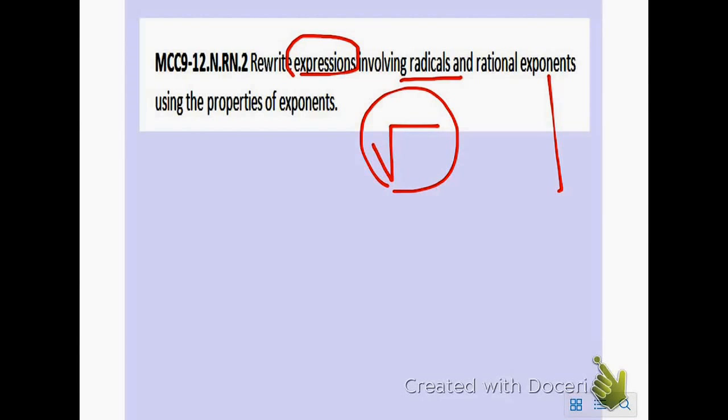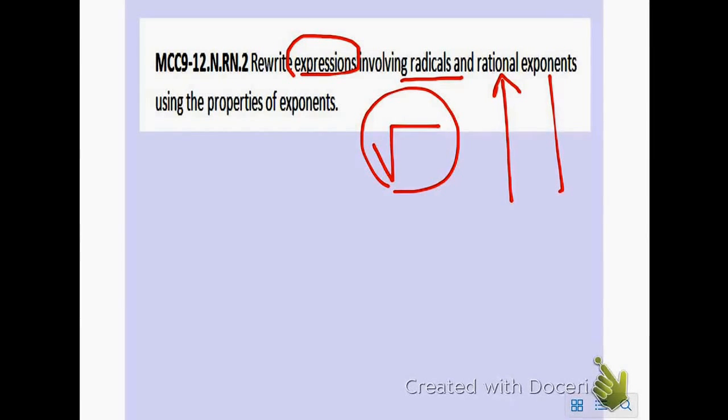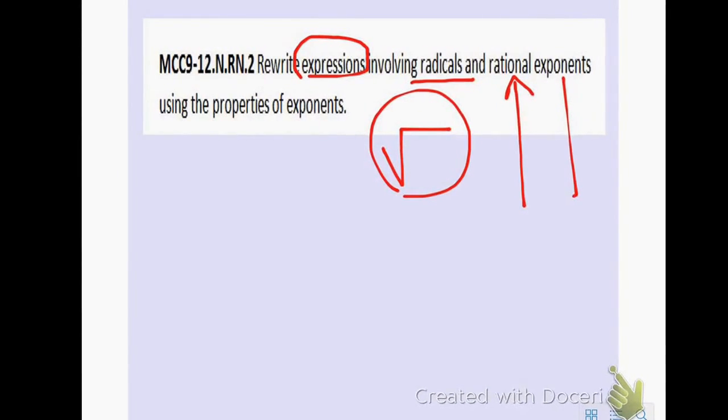Exponents are powers that tell you how many times to multiply the base, and they're the small number up top. Rational numbers are numbers that can be expressed as a fraction. So we're going to be dealing with fractions. So good thing we've been looking at those all year.